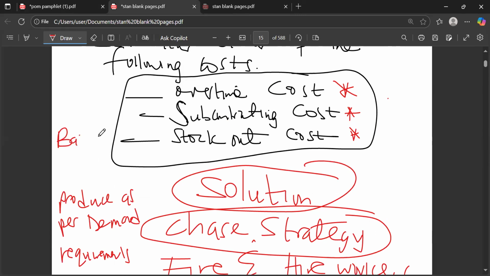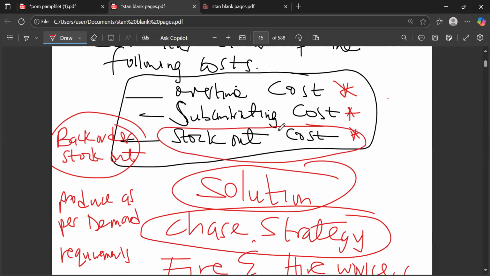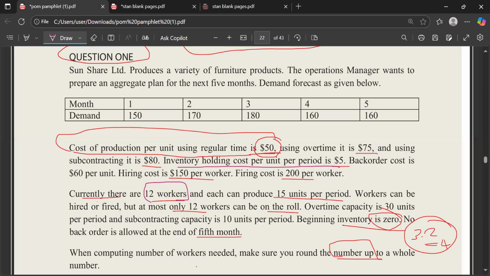Backorder cost or stockout cost. They should choose which one is cheap among the three, right? So let's go and check which one is cheap among the three.